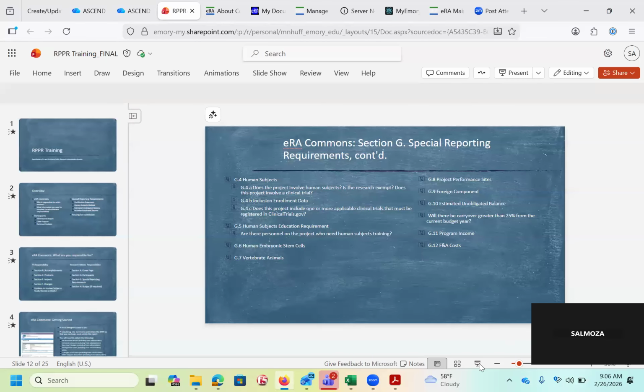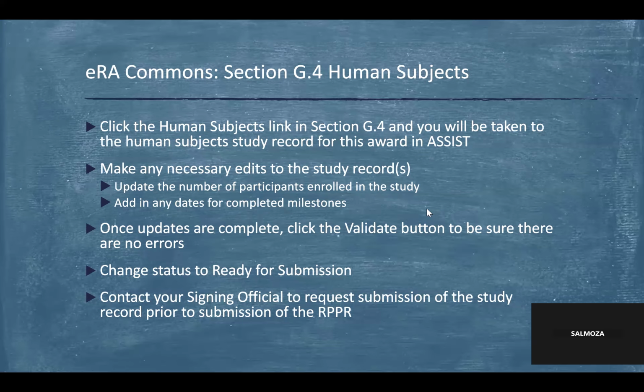Okay, so the human subjects piece, you click the human subjects link in G4 and you'll be taken to this human subjects study record in ASSIST. You'll want to make any necessary edits to the study record. You'll update the number of participants enrolled in the study. You'll add in any dates for completed milestones. Once you've updated everything and it's ready to go, you want to click the validate button in ASSIST to make sure there are no errors. And then you'll change your status to ready for submission and ask your signing official to submit that part prior to the submission of the RPPR. And then once they submit, then that updated information will come back into the RPPR.